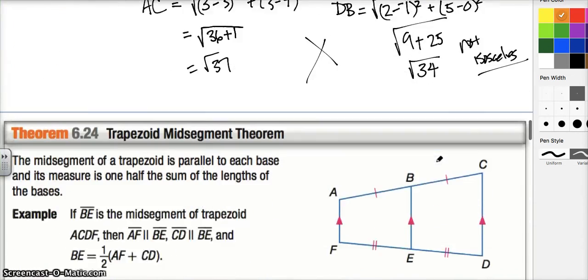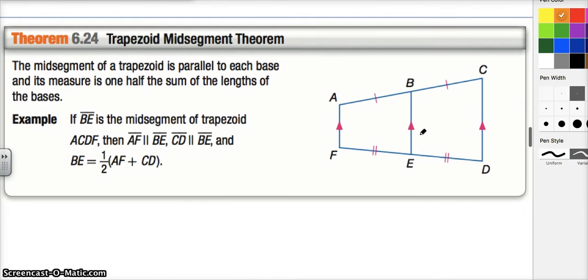So there we go. All right, so here's a little bit of chat about the mid-segment theorem of a trapezoid. Remember, we talked about the mid-segment. They're going to define it here for us. The mid-segment of a trapezoid is parallel to each base, and its measure is half the sum of the lengths of the bases. Well, they don't actually define it, but the mid-segment is going to connect the midpoints of the two legs, and then it has some really nice things that happen.